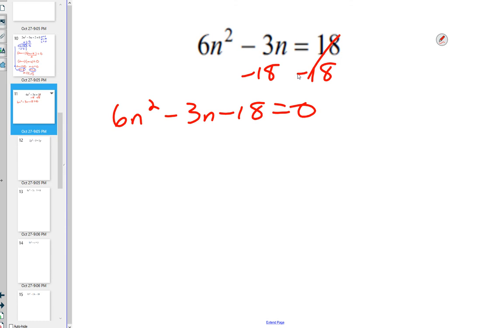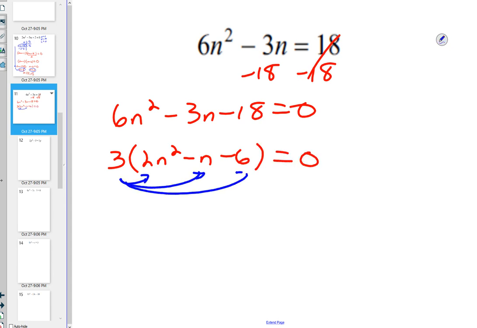Is there a greatest common factor, Jasmine? Yeah, all of them can be divided by 3. So remember, greatest common factor is the opposite of distributive property. I'm going to bring the 3 out. That leaves me with 2n squared minus n minus 6. I don't want to distribute, because I don't want to go backwards. But if I were to, I would end up with what I had before.